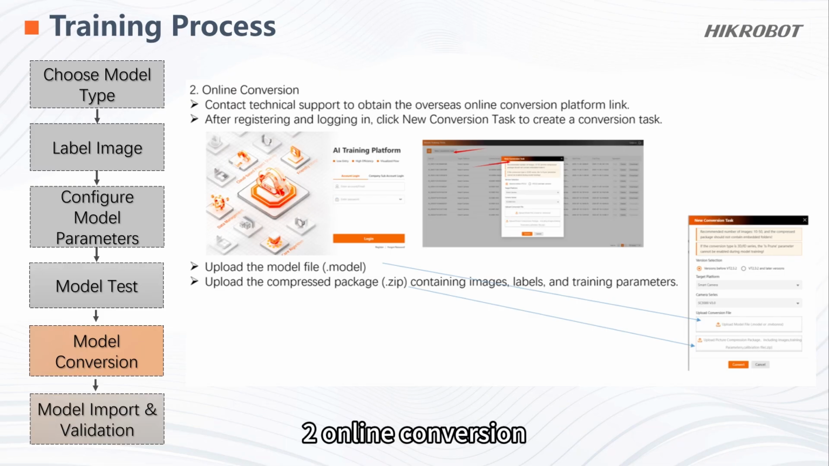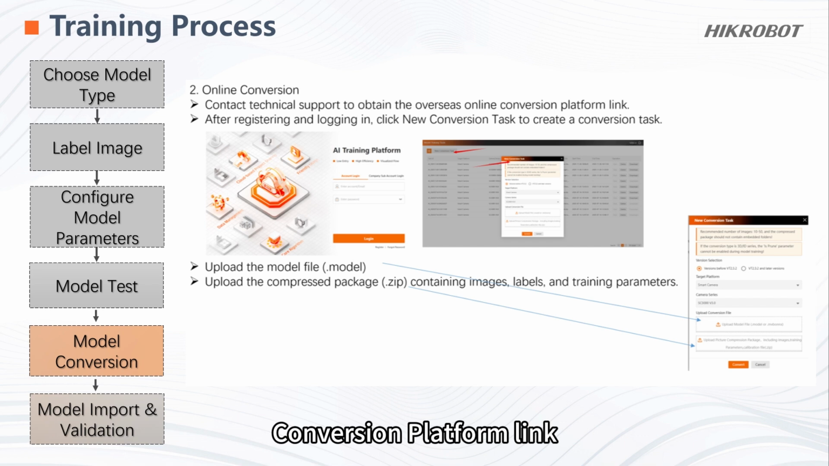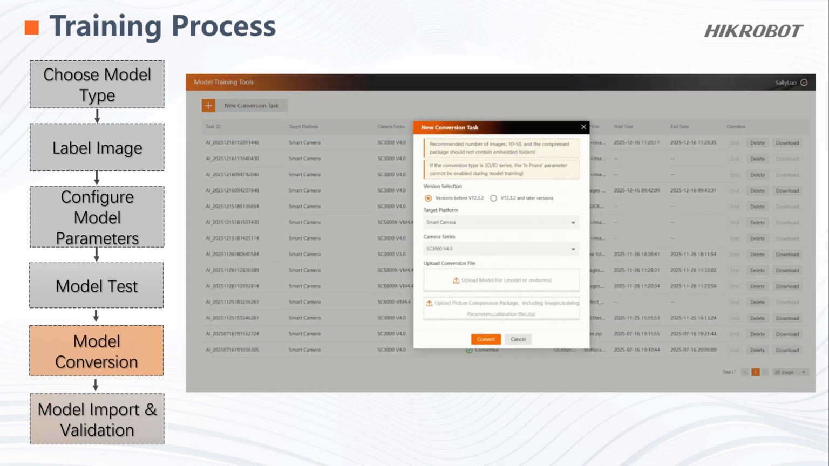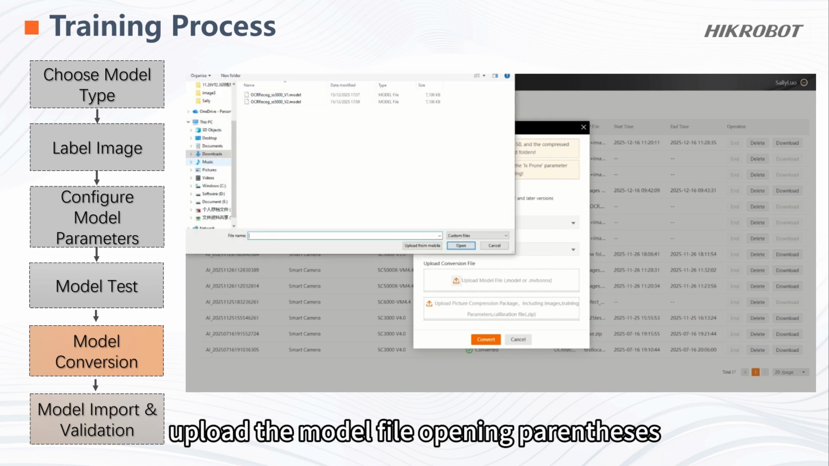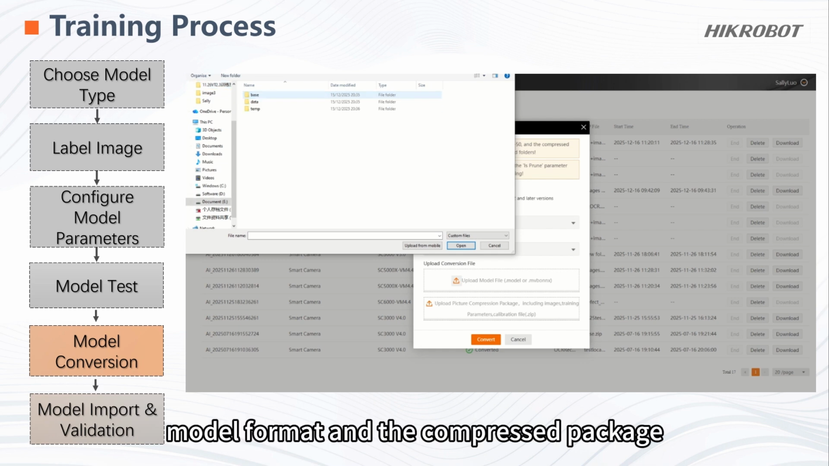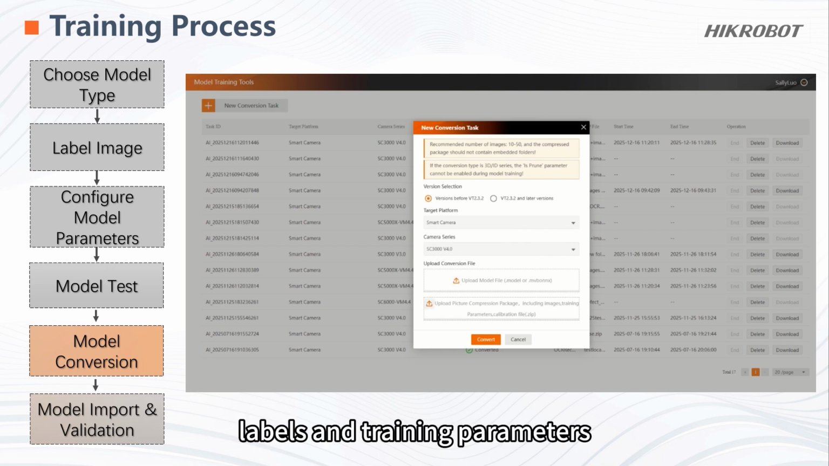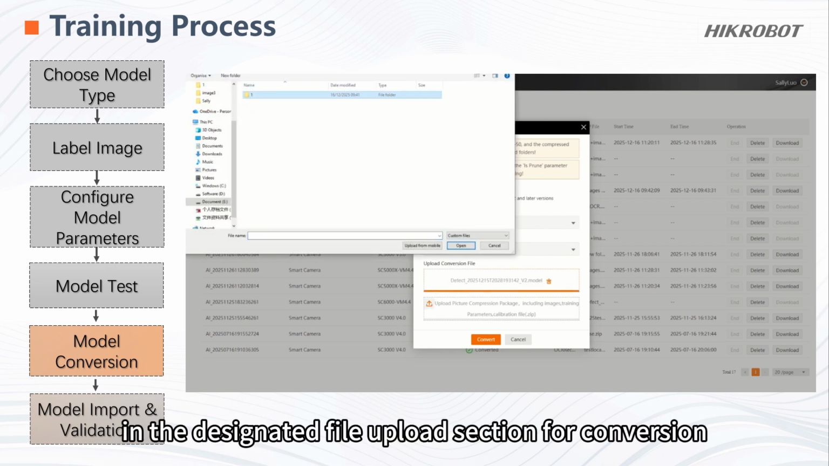2. Online conversion. Contact technical support to obtain the overseas online conversion platform link. After registering and logging in, click Add New Conversion Task and select the corresponding platform to create a conversion task. Prepare the model file for model conversion. Upload the model file (.model format) and the compressed package (ZIP format) containing images, labels, and training parameters in the designated file upload section for conversion.